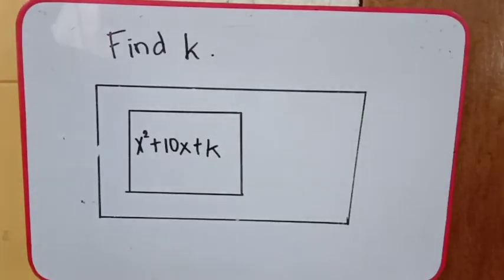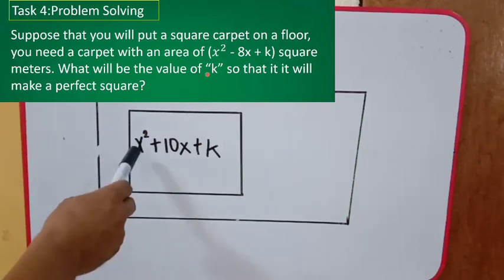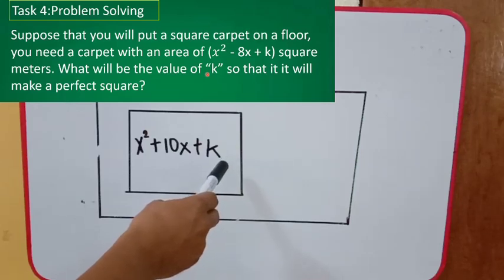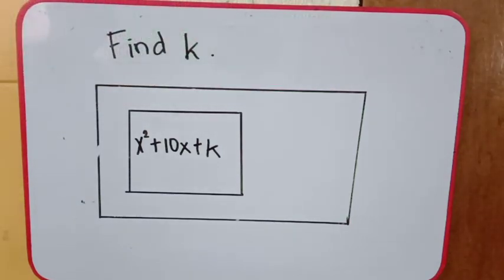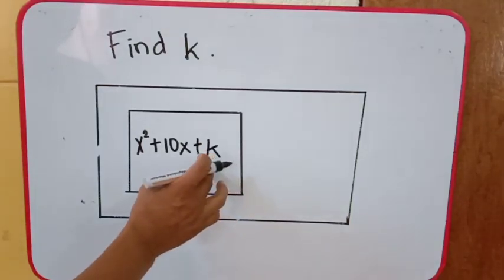Okay, learning task 4. Suppose that you will put a square carpet on the floor. You need a carpet with an area of x squared plus 10x plus k square meters. What will be the value of k so that will make it a perfect square? Okay, so ito yung lesson na to is parallel dun sa lesson task 3 natin. So hanapin lang natin yung value ng k. So paano hanapin yung value ng k?